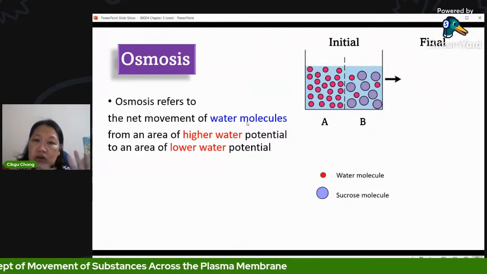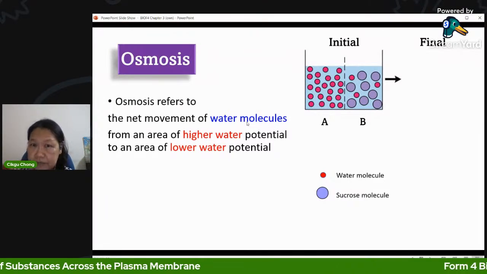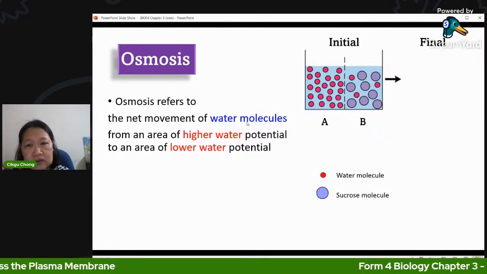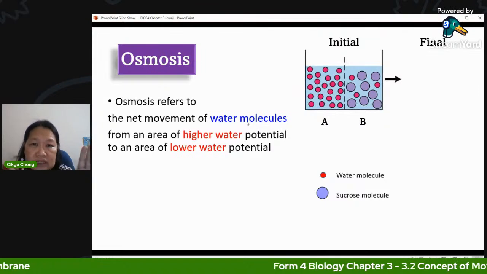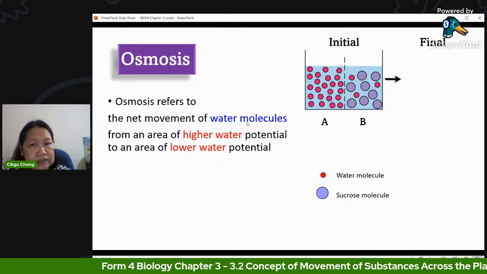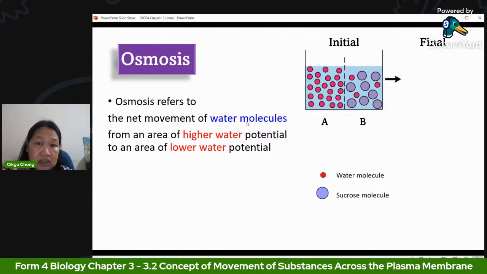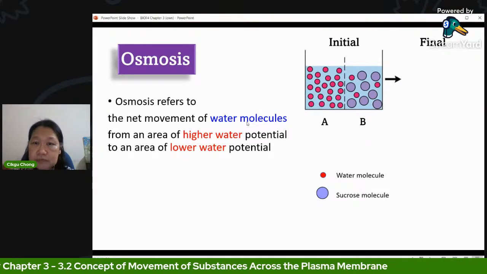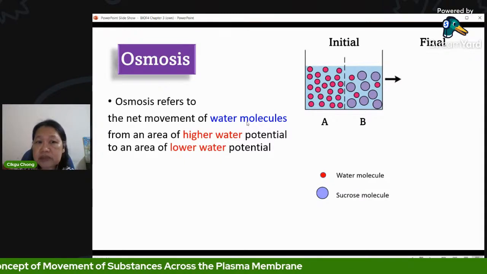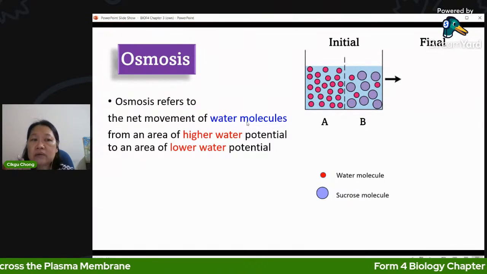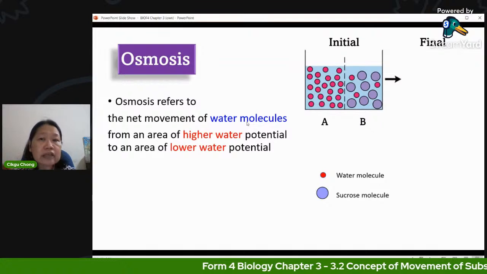You see A has more water on the A side, and B has less water. How do I know? The left-hand side has so many red water molecules. The water on the right-hand side, the B side, only has 3. So the left side has more. Higher water potential means more water, so A will have higher water potential and B will have lower water potential. So the water will move from A to B.